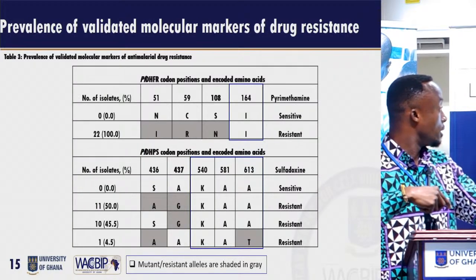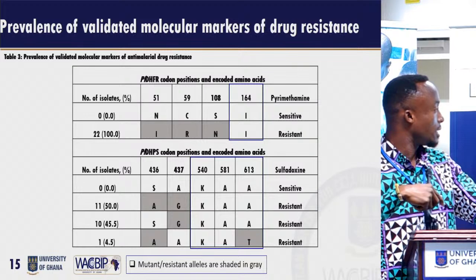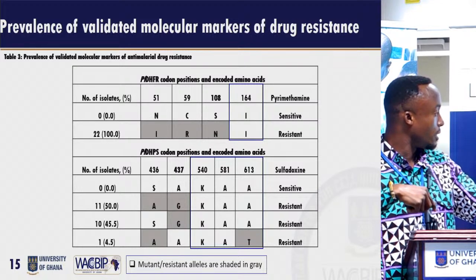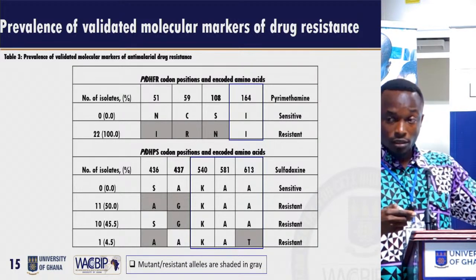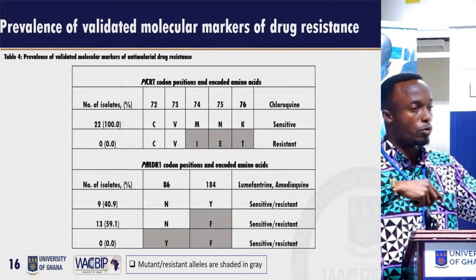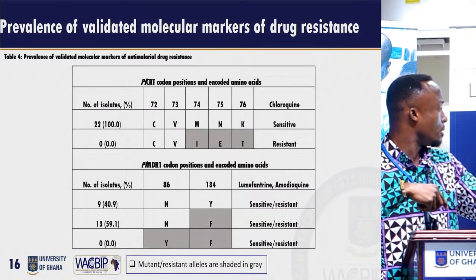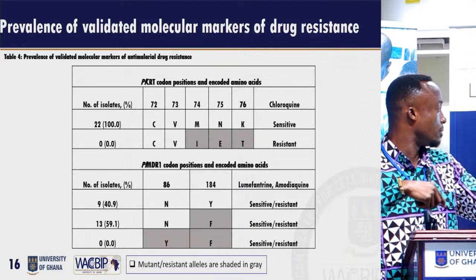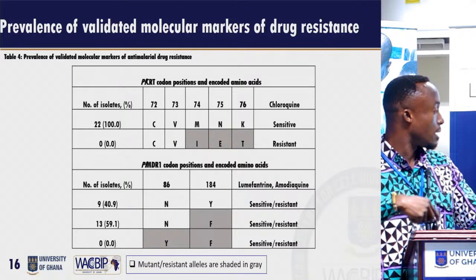I'll start with the antifolate markers, and if you look at dihydrofolate reductase, most isolates had triple mutations at these positions. The majority of our isolates were double mutant for dihydropteroate synthase, conferring resistance to sulfadoxine. However, only 1 isolate carried a mutation that affects intermittent preventive treatment. If you look at the CRT, all isolates were wild type, and are expected to be sensitive to chloroquine, which ties in with our ex vivo phenotyping. For PFMDR1, interestingly, all our isolates carried the wild type allele, which is associated with lumefantrine sensitivity, which again is showing that, well, we didn't find this marker's resistant allele.